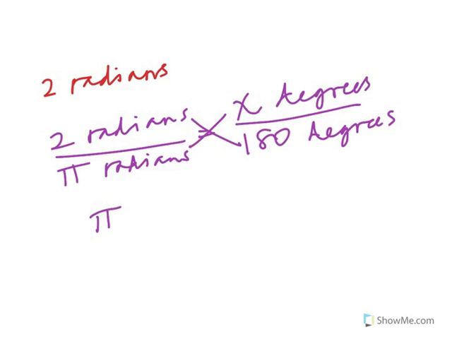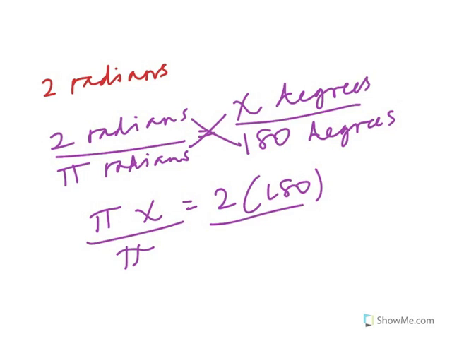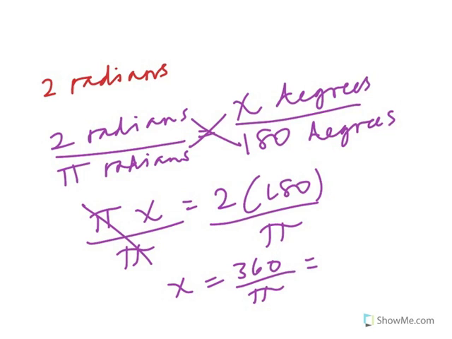So we'll have pi times x equals 2 times 180. Divide both sides by pi. And we're left with x equals 360 divided by pi, which is about 114.6 degrees. So that's how to convert between radians and degrees and vice versa.